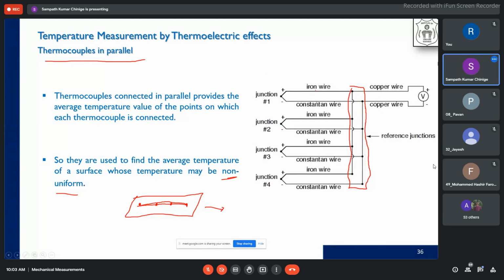Clear? It's neither junction 1 temperature, nor junction 2, junction 3, or junction 4, but instead it is the junction 1 temperature plus junction 2 temperature plus junction 3 temperature plus junction 4 temperature, divided by 4. That is what we will get out of this.